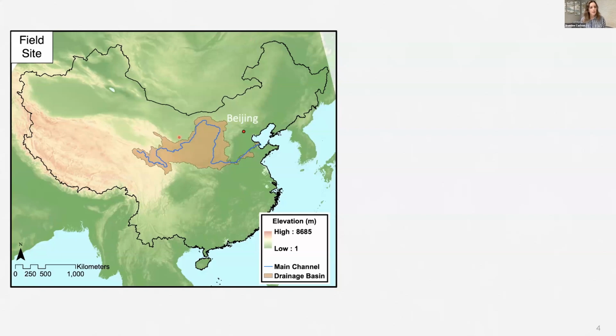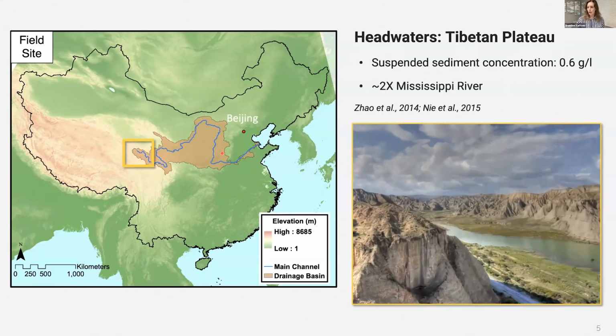Okay, so starting with the Yellow River Delta in China. The Yellow River Delta builds in Northeast China. It's fed by the Yellow River, which is this blue line here. The brown outlined area is showing the drainage basin of the Yellow River. The headwaters are in the Tibetan Plateau, and this system starts off pretty sediment laden. The upper Yellow River has roughly twice as much sediment as the lower Mississippi River.